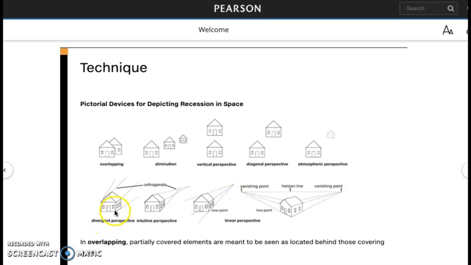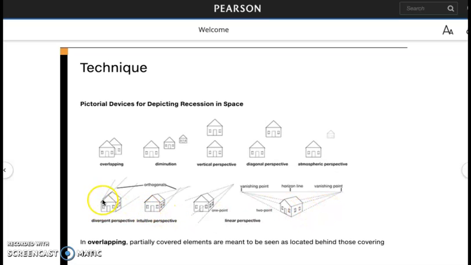So divergent perspective uses the orthogonals, those angled lines, but they're not meeting like a road seeming to narrow to a point off in the distance. Instead of narrowing to a point, they actually widen. And so what the authors are doing here is they're showing ways that artists worked to make a sense of depth perception before Brunelleschi invented linear perspective.